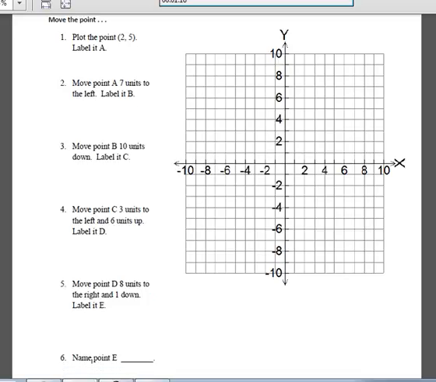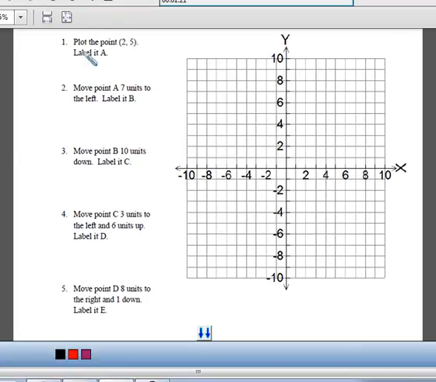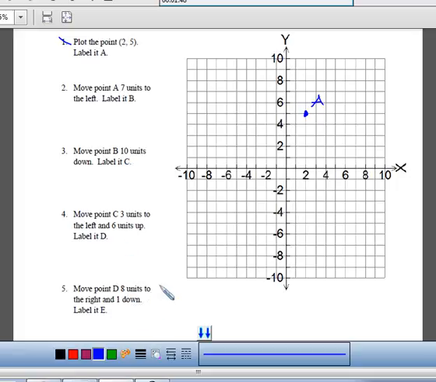So we're going to move the point. We're going to be moving this by sliding. We're going to follow all the directions. So, plot the point 2, 5, label it A. So if you want to go ahead and do this on your own, and then, actually let's do that. I'll plot the first point 2, 5, put a point there, and it says label it A. So I'm going to do that. Now we're going to follow all these other directions, and we're going to end up with a final point E.